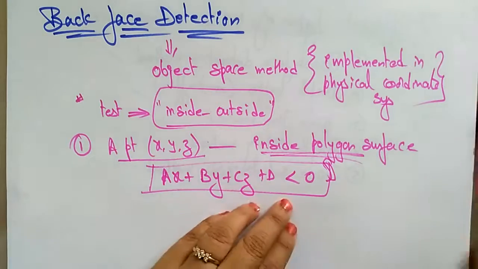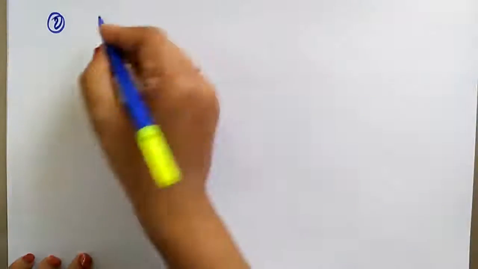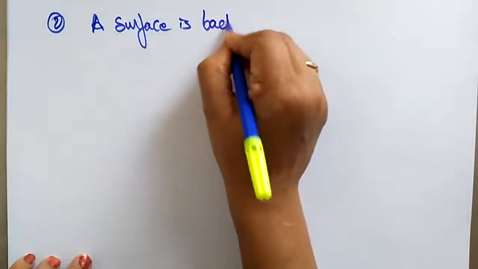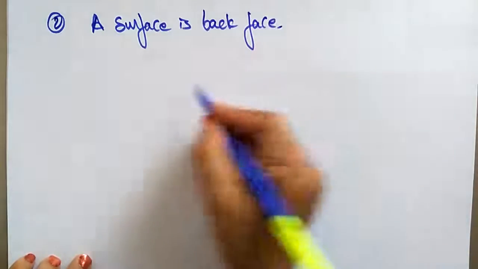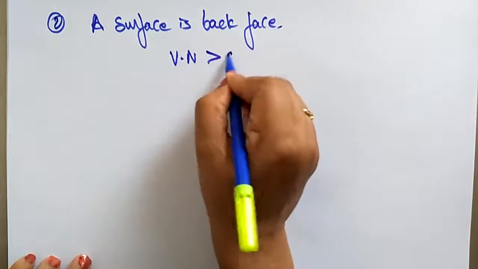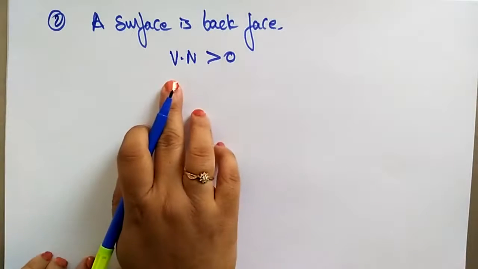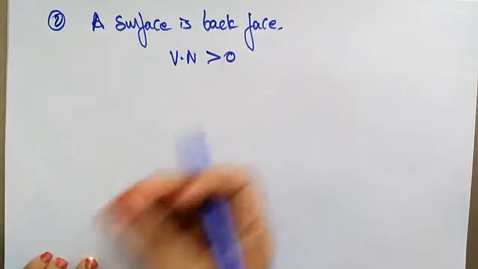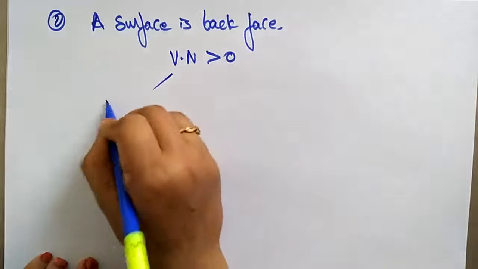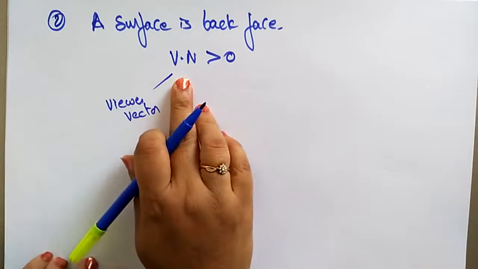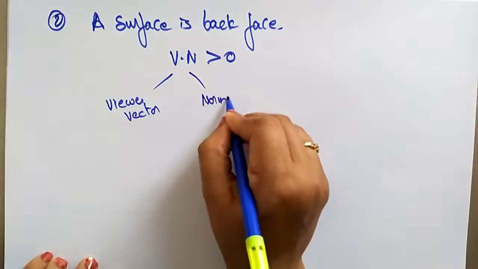And let me explain another approach in back face detection. The second one is, suppose a surface is a back face. That is, V dot N is greater than 0. So here, what is V and what is N? V is nothing but the viewer vector. It's a viewing direction from the eye position, so we call it the viewer vector. And N is the normal vector.